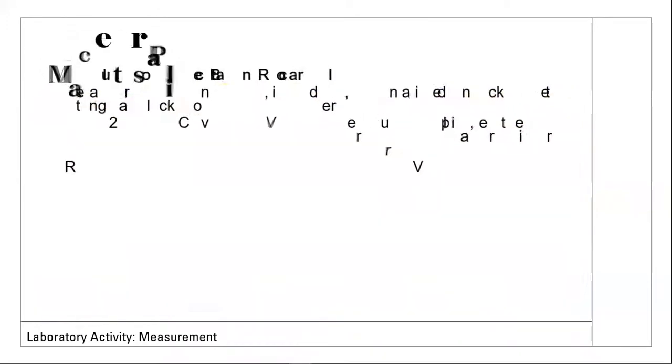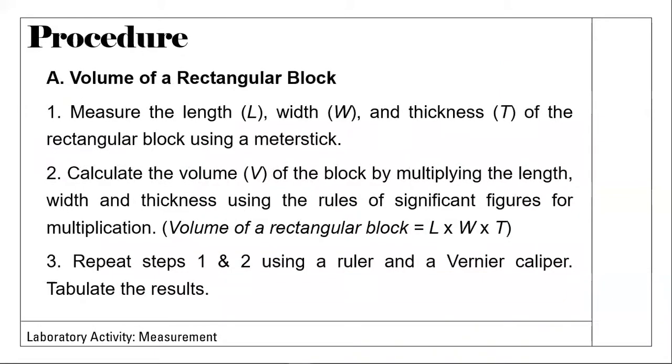For our procedure, procedure letter A, we're going to determine the volume of a rectangular block. We measure the length, width, and thickness of the rectangular block using a meter stick. Calculate the volume of the block by multiplying the length, the width, and the thickness using the rules of significant figures for multiplication. Repeat steps 1 and 2 using a ruler and a vernier caliper. Then tabulate the results.